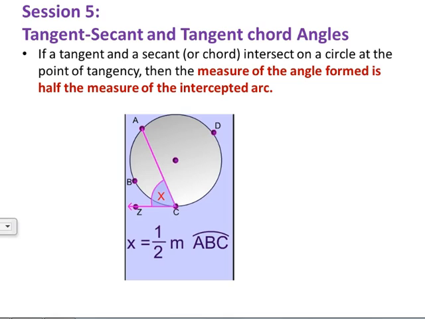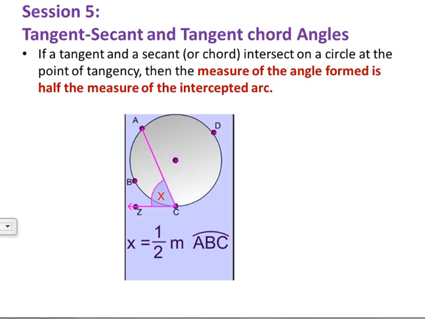So Session 5, let's talk about angle relationships in circles and different angle relationships that we have. We talked a little bit about this last week, but we always had our angle vertex at the center of the circle. And this is not the case in Unit 6, Session 5.